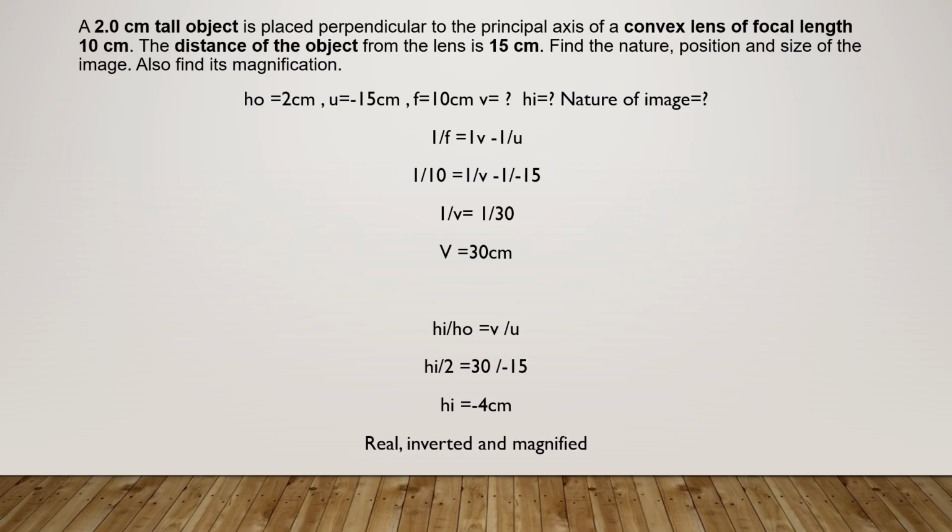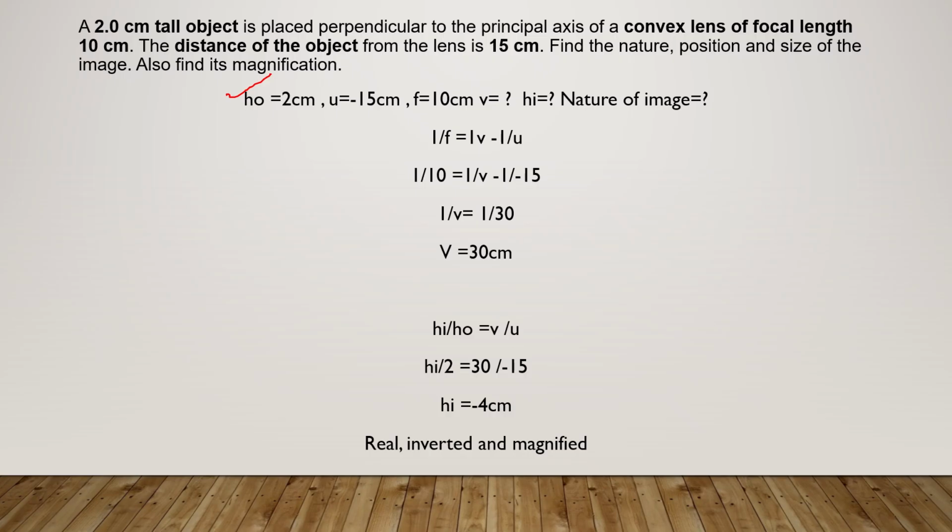Here a 2 centimeter tall object, let us write it as height of the object, so it will be HO, that is 2 centimeter, is placed perpendicular to the principal axis of a convex lens. While reading, whether lens is given or mirror is given and which type, you have to be very careful. So practice from the beginning itself. Here a convex lens is given and it is of focal length 10 centimeter.